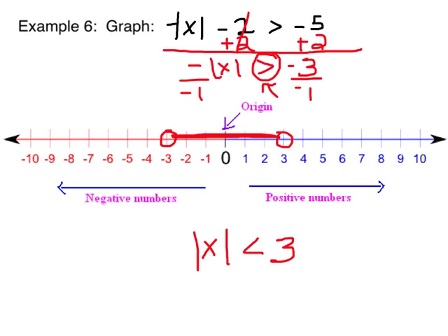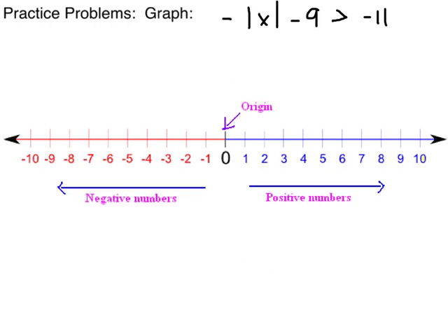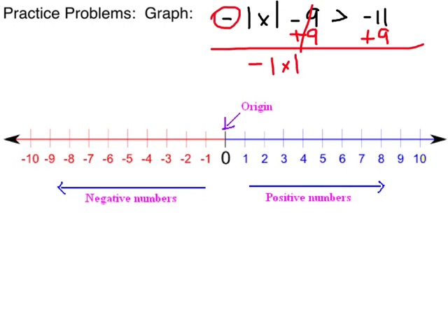Okay, let's do our practice problems. Just like in our last example, we are going to have a situation here where we're going to have to reverse this symbol. But the first thing we have to do is move this 9. So we're going to add 9 to both sides of this inequality. And we have the opposite of the absolute value of x is greater than negative 2. But then we have to divide everything by negative 1.